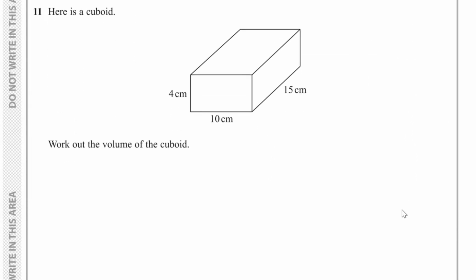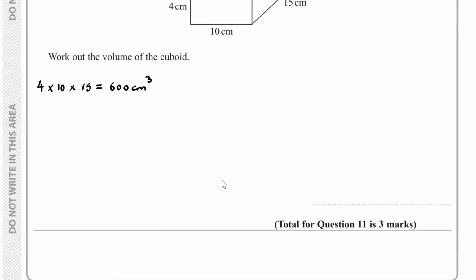Question 11, we've got a cuboid over here with width 10 centimeters, length 15 centimeters, and height 4 centimeters. We have to work out the volume of this cuboid. So here we've got 4 centimeters times by 10 centimeters times by 15 centimeters. Turns out here we'll get 600 centimeters cubed. Don't forget your units. So we have 600 centimeters cubed.